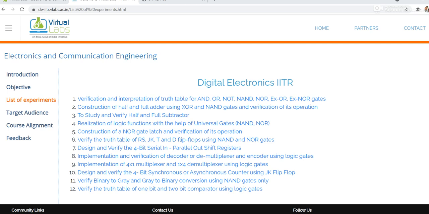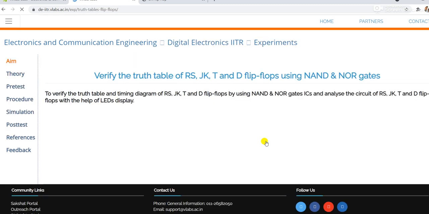To access the virtual lab, simply Google virtual lab, then click on the Digital Electronics Lab designed by IIT Roorkee. Today we will discuss practical number 6, that is verification of RS, JK, T and D flip-flops using NAND and NOR gates. In this tutorial we will cover only the SR flip-flop.